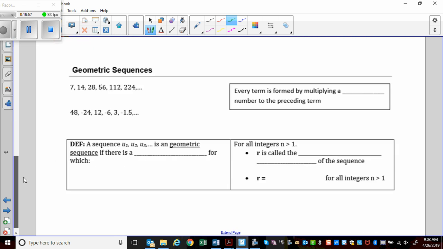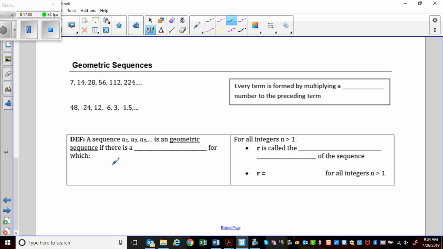Let's start on geometric sequences. Just like arithmetic, with geometric sequences you're still going to be using a constant, but this time we're going to be multiplying by a constant. So this looks like we are not just adding 7 each time, we're actually multiplying each time by 2. This one, it looks like we're multiplying by a negative number. If it goes back and forth from positive to negative, we're multiplying by a negative number, and maybe a small number.